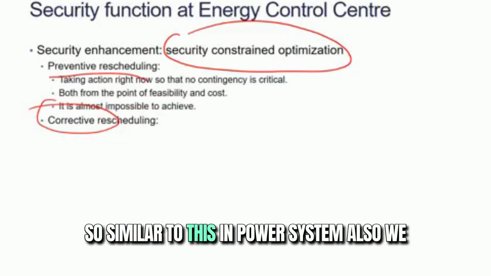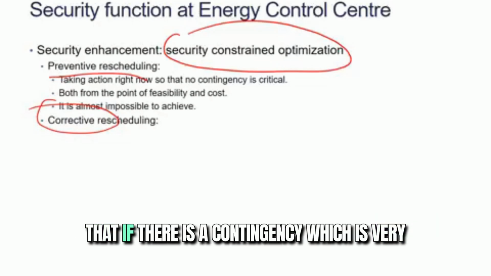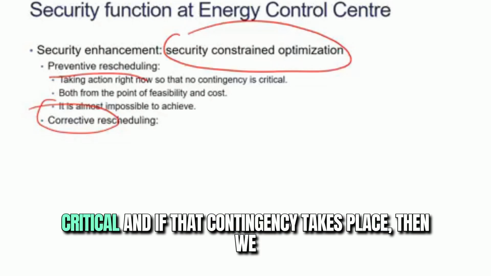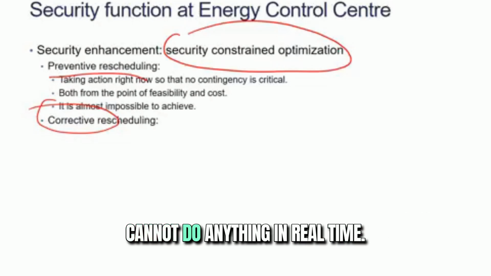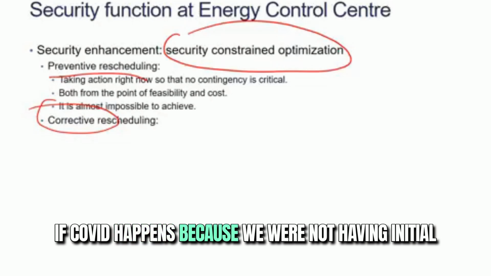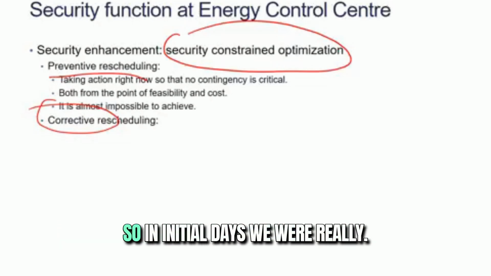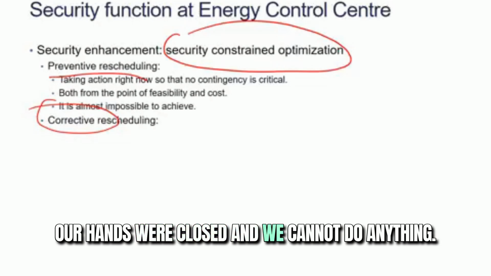Similar to this, in power systems also we do preventive and corrective action plans, where if there is a contingency which is very critical, and if that contingency takes place, then we cannot do anything in real time. Like in COVID time, in the initial days we did not have any medication for that. So in the initial days our hands were tied, and we could not do anything.